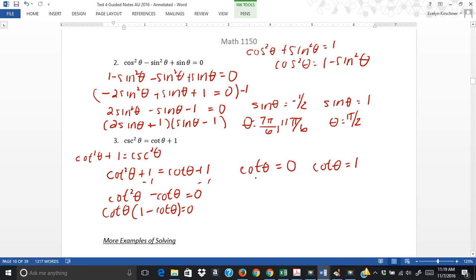Well, it's 0 when sine is 1 and cosine is 0. So that would be at pi over 2 and 3 pi over 2, because remember it's cosine over sine, right? So that's how I remember. And cotangent theta is 1 at pi over 4, and it's also positive again at 5 pi over 4 in the third quadrant. So that's all my thetas.